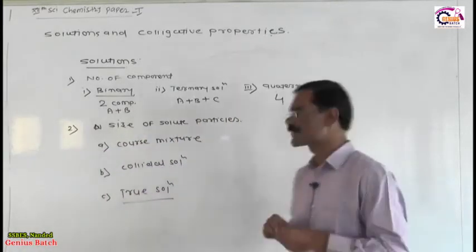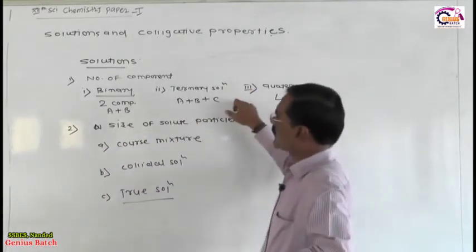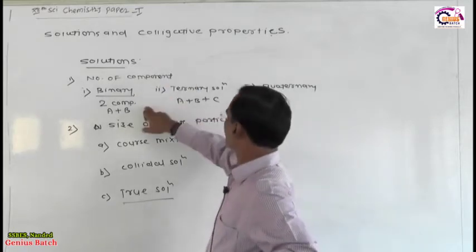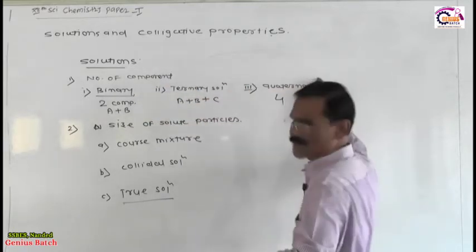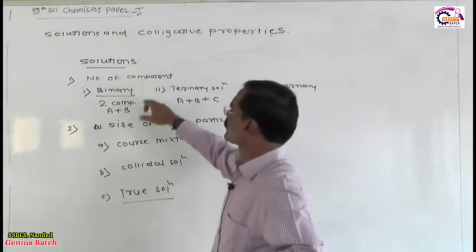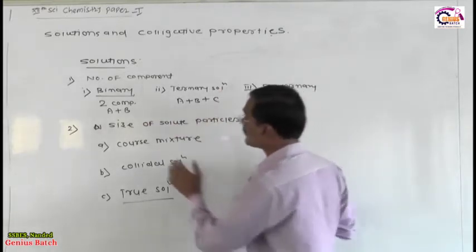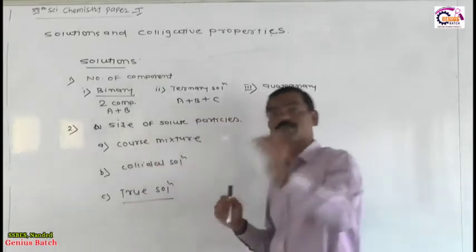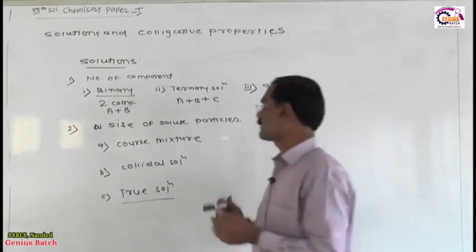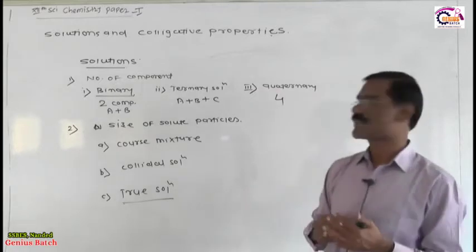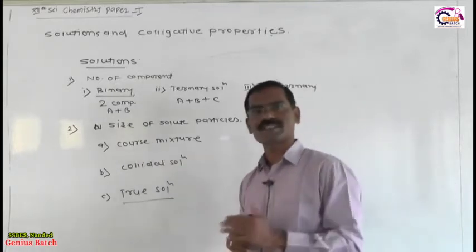Now dear students, the first classification depends upon the number of components, might be binary solution, ternary solution, quaternary solution. What is binary solution? If a solution is made up of two components, ternary 3 and quaternary 4. Now the second classification depends on the size of solute particle. Listen very carefully. What is the meaning of size of solute particle? What is the meaning of coarse mixture?